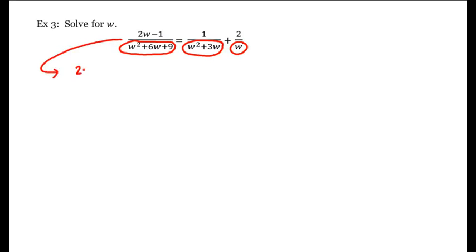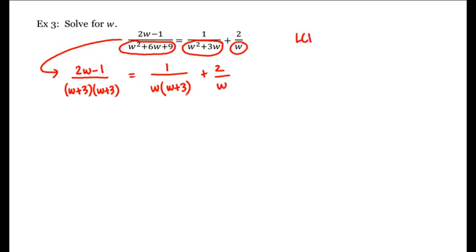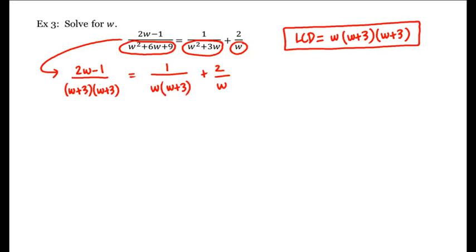So doing this gives us (2w - 1) divided by the first denominator, which factors into (w + 3) times (w + 3), is equal to 1 divided by, and now here we can factor out a w, and we're left with (w + 3). And then we still have this plus 2 divided by w. So the least common denominator then, or the least common multiple of these denominators, is w times (w + 3) times (w + 3), which is what we're going to need to multiply both sides of this equation by.